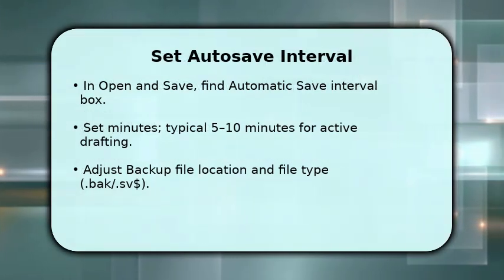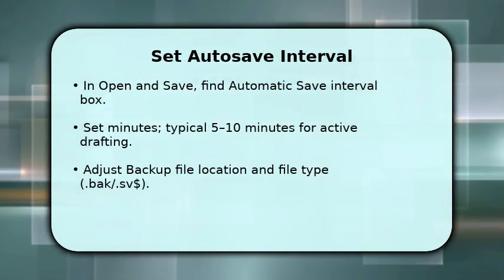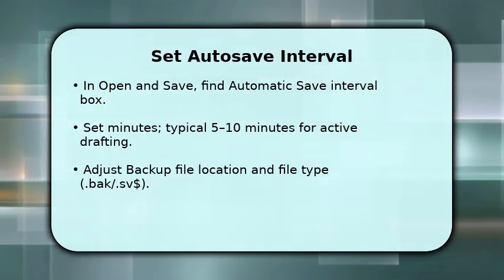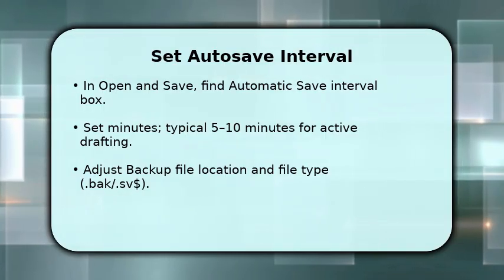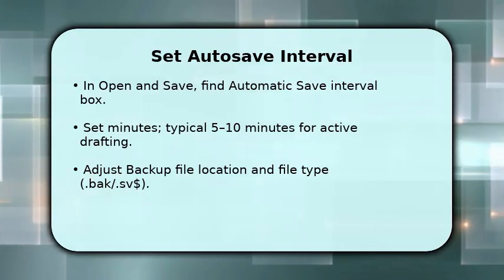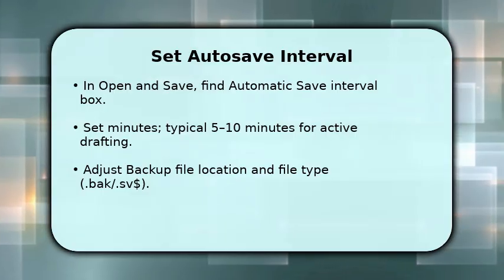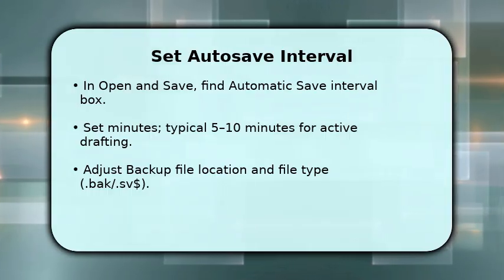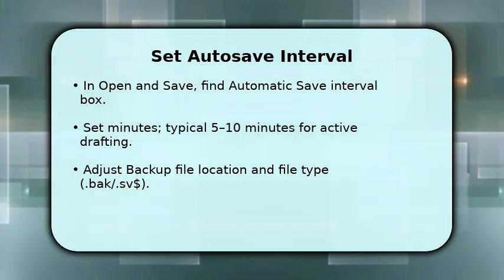Now, in the Open and Save tab, locate the Automatic Save Interval box and enter a value in minutes. You should choose a short interval, 5 to 10 minutes, if you want frequent recovery points while working. Also set where backup files go and confirm file extensions like .bak or .sv$ are acceptable for your workflow. Once set, click Apply to store the interval. This reduces data loss and integrates with your backup strategy, so recovery is predictable and fast.